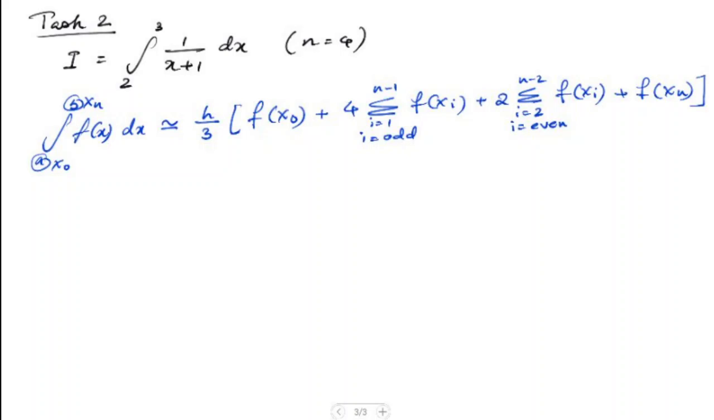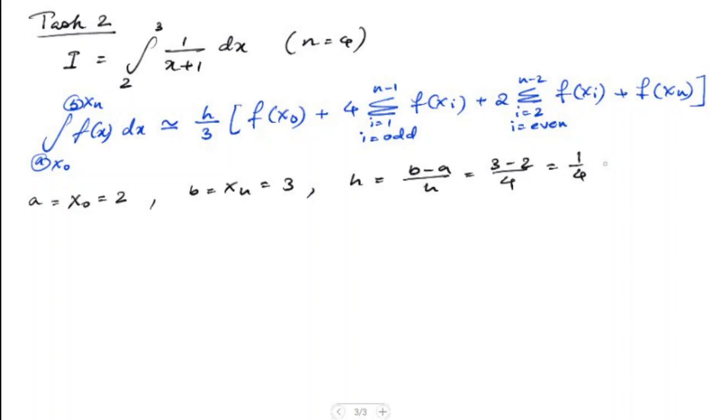Now for this one here we need the values of, let's say, x0, or that is your a, which is equal to 2. Then we have b, which is equal to xn, that is equal to 3, and then h is b minus a divided by n. So here we have 3 minus 2 divided by n, which is 4, so 1 over 4, that's equal to 0.25.